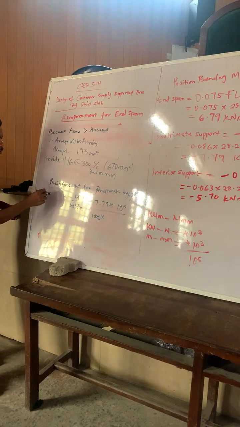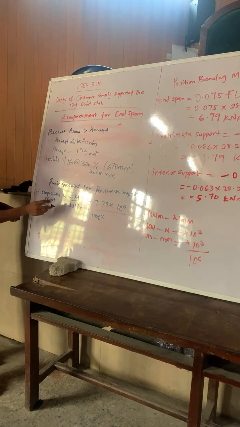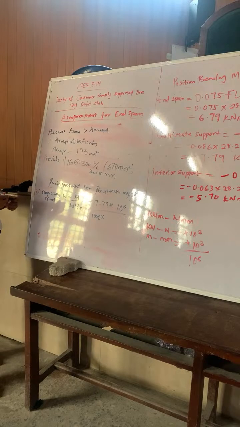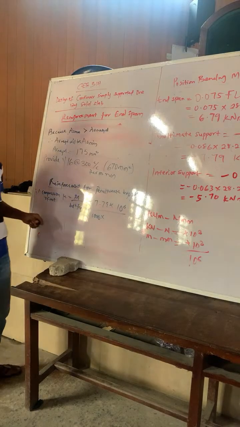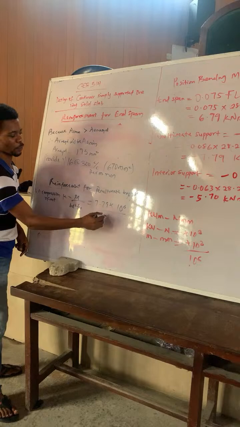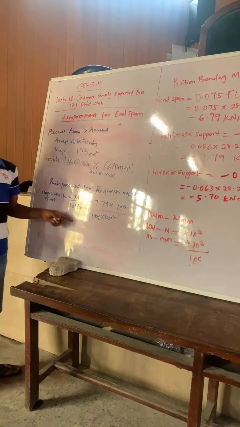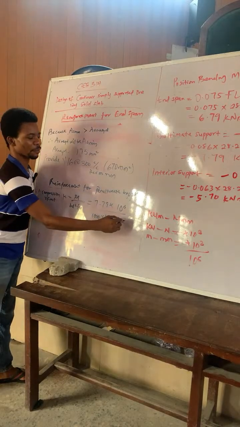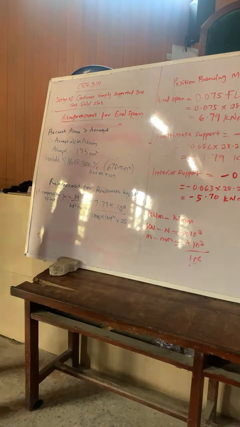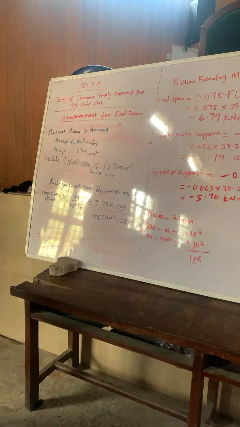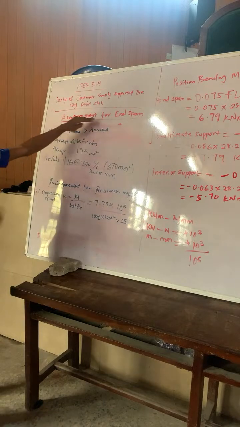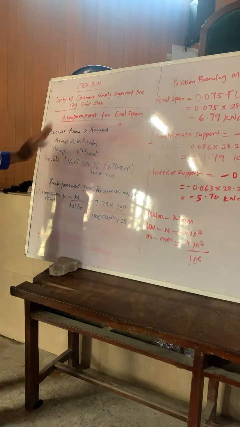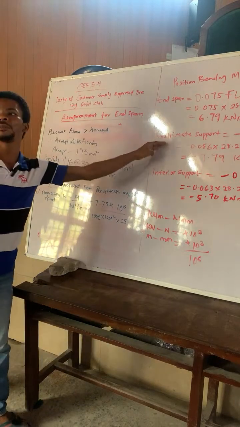Compression reinforcement, which is K. This is our formula. Times our D is 124. Our FCU is 25 in the question, right? Please confirm for me. FCU. Yes. The first one we did was reinforcement for end span. Now we are doing reinforcement for penultimate support.